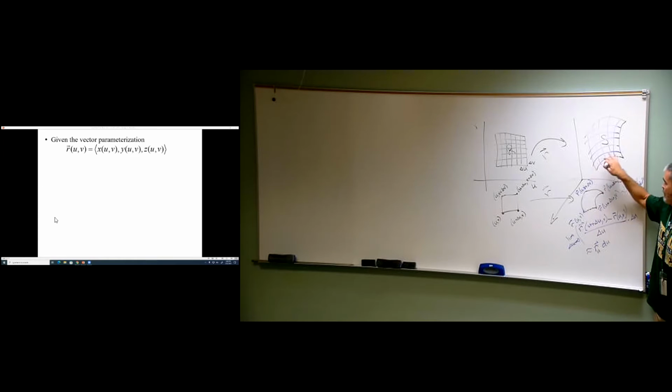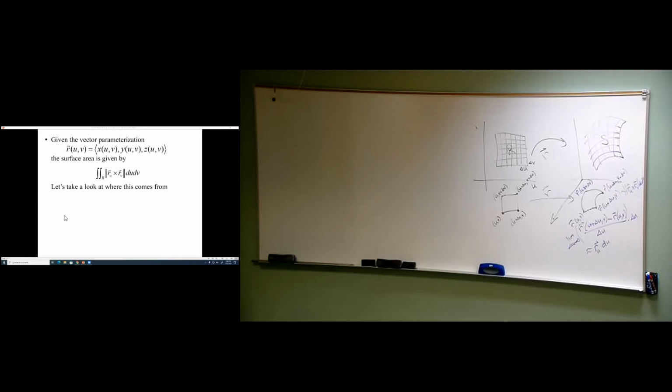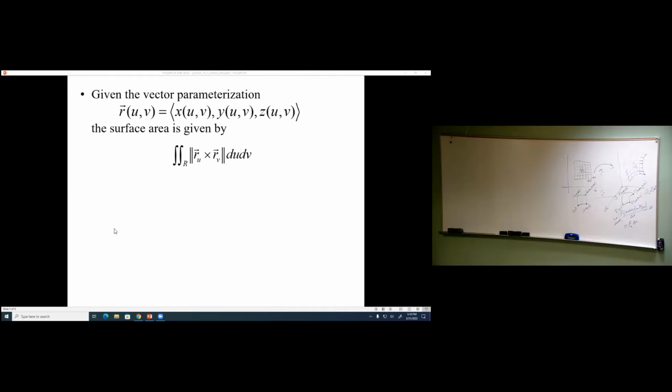So that takes care of one of these squares. We just now need to add up over the whole region. All right, that is where this formula comes from. The double integral sums up over all of those parallelograms. The cross product does the area of each individual parallelogram.